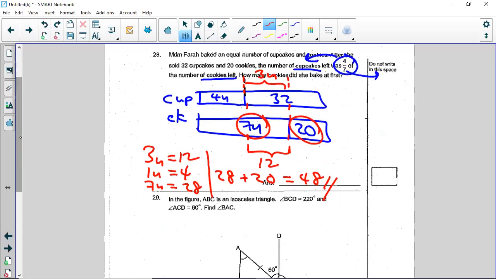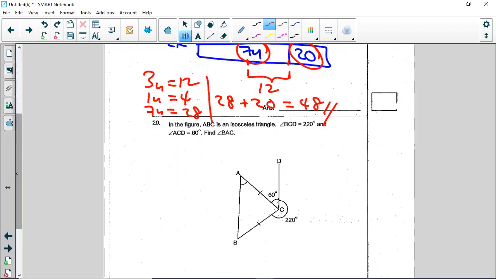All right, the angles. So, the question has marked out the sides for you already, but sometimes they never show you the marking. So you have to put the marking yourself. So find the easy angle. Okay, find this angle. 360 minus 60 and minus 220.